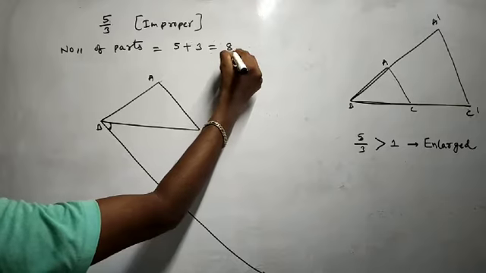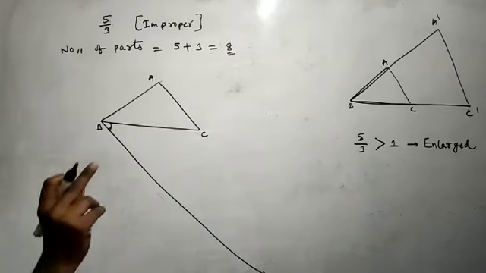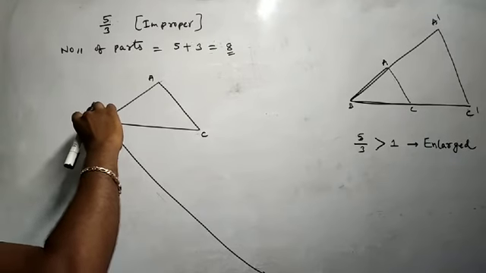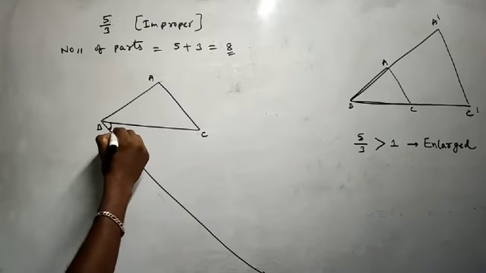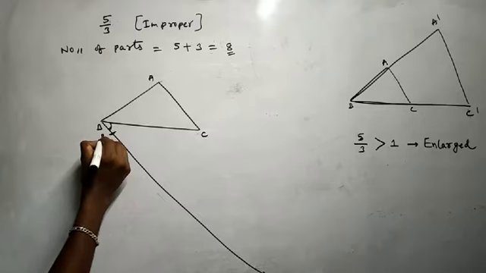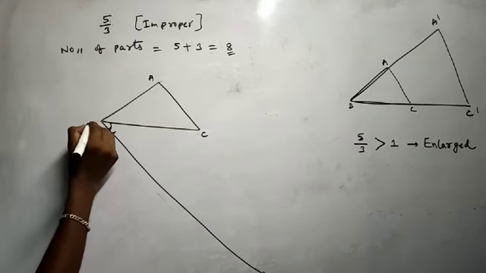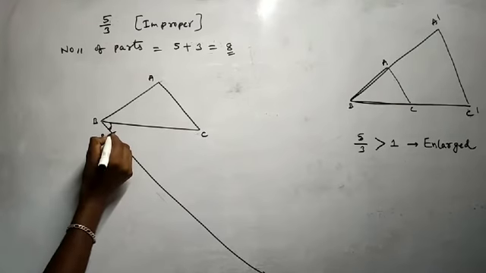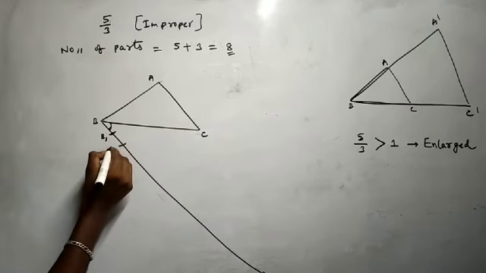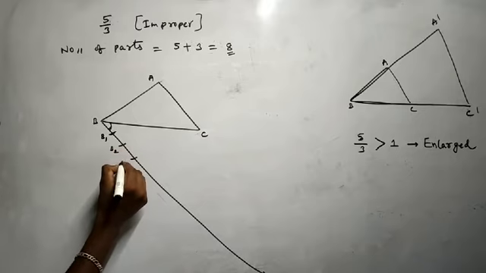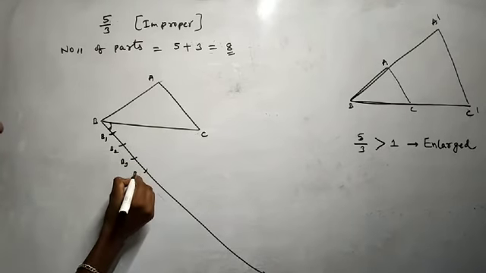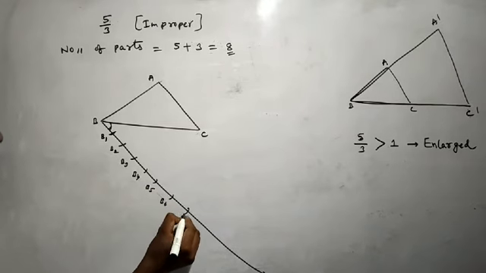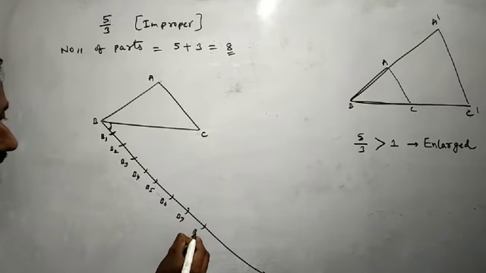How many parts should we make? 8 parts. Now take the compass and put the sharp pin here. With a certain radius you can make an arc and cut the ray. The first arc is B1. With B1 as center, make one more arc with the same radius: B2, B3, B4, B5, B6, B7, B8.